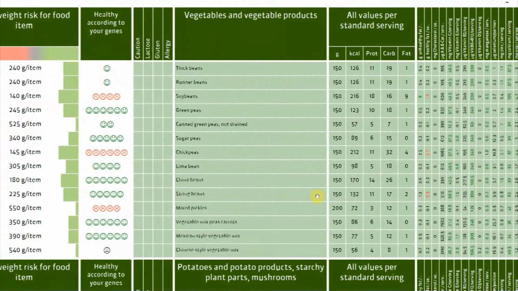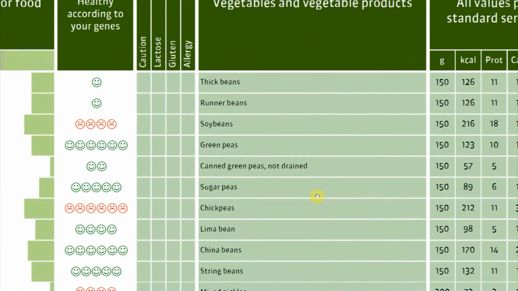And for weight management, as I said, just look at the bars, maybe use the grams per item. It might be ounces per item depending on where you're located. And here is one more aspect. You see lactose and gluten as well as caution.